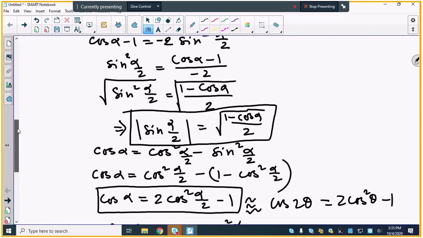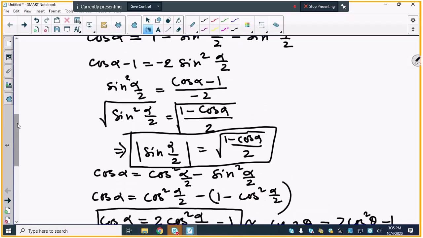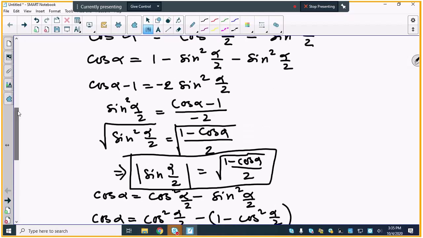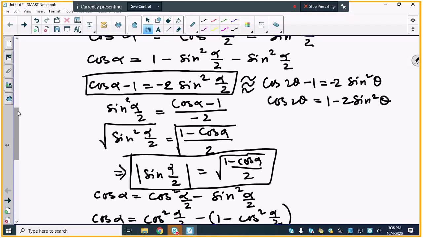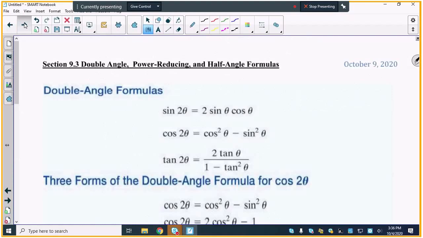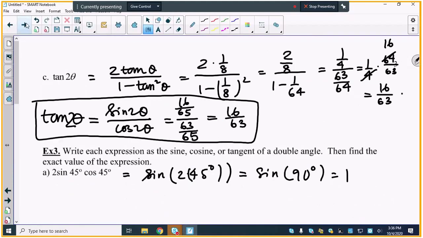Similarly, if you go back to the sine, then remember where we had the formula, cosine alpha minus 1 equal to minus 2 sine squared alpha over 2, or you can think of that as cosine of 2 theta minus 1 equal to negative 2 sine squared theta, or I can make it better, cosine of 2 theta equal to 1 minus 2 sine squared theta. That is also the double angle formula for cosine. So actually cosine has 3 different forms of the double angle formula, and that's the only trigonometric ratio that is so.